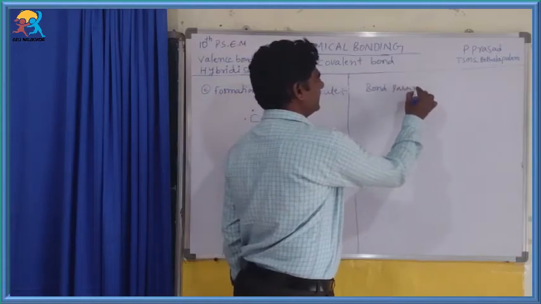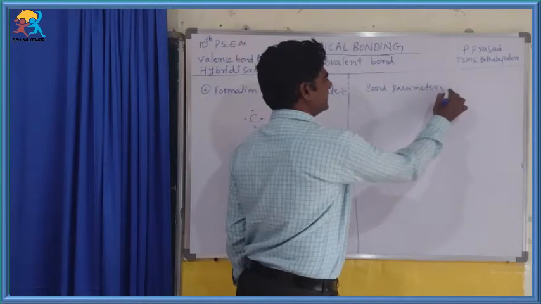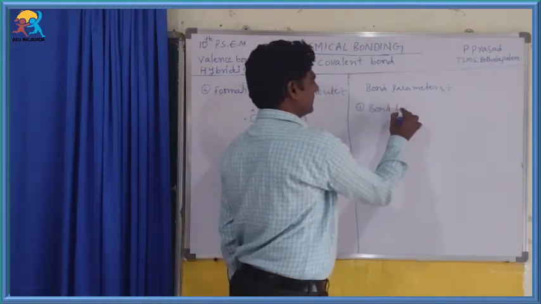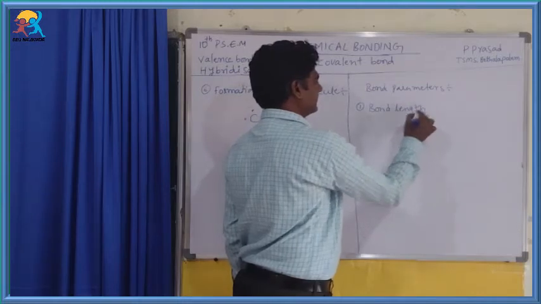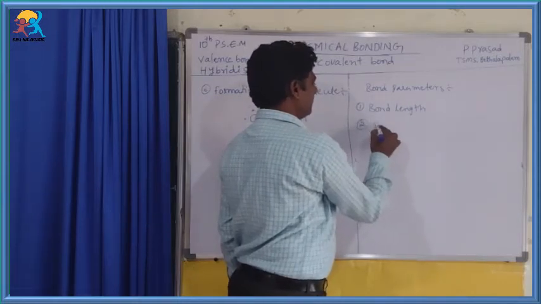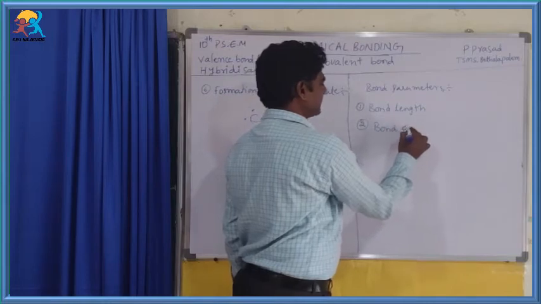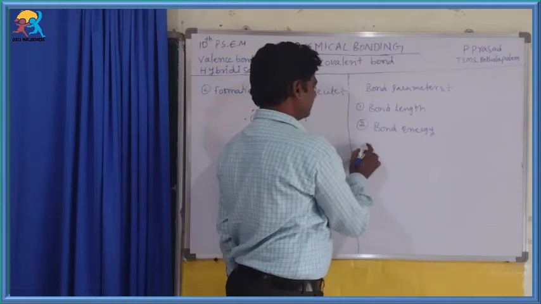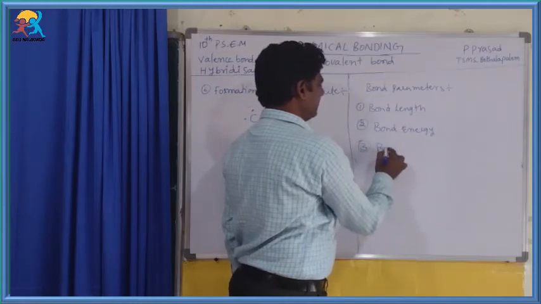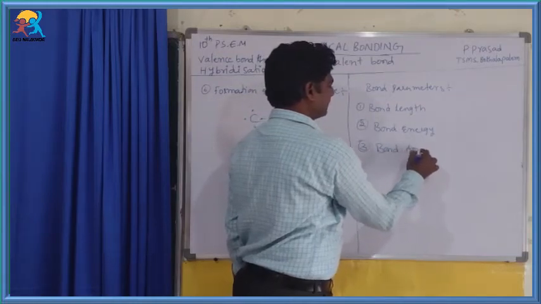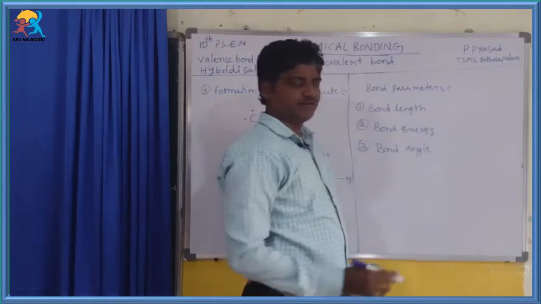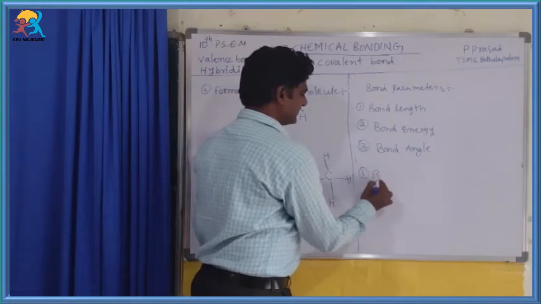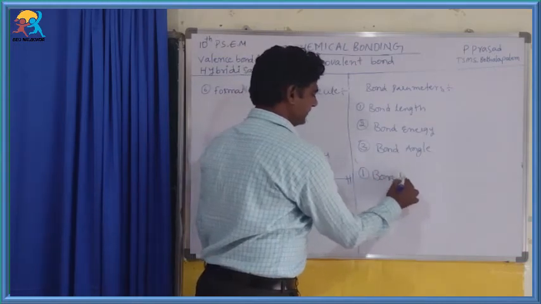What are the bond parameters? Bond parameters are: first one, bond length; second one, bond energy; the third one is bond angle. So first of all, what is called bond length? We have to discuss what is called bond length.